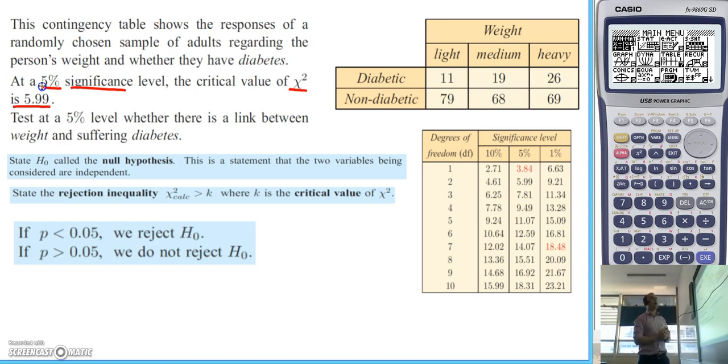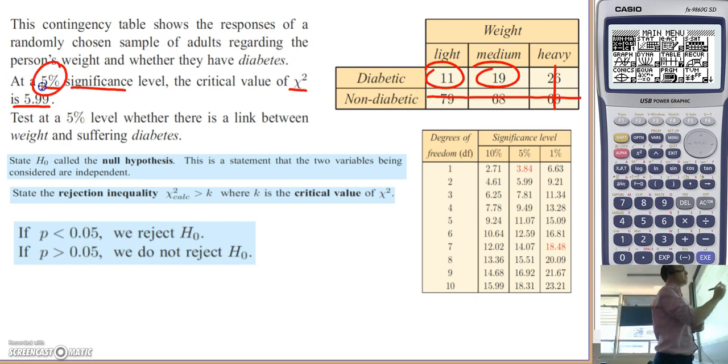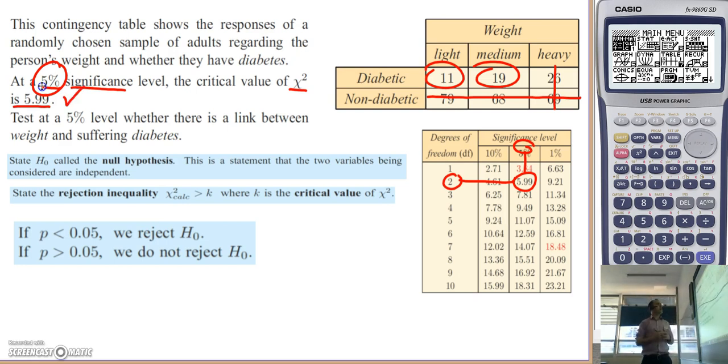of 5.99. Now, how do we know that? We could look at our table and say, all right, well, it's a 2 by 3. If I take out the last row, how many degrees of freedom? 1, 2, and we've got a 5% significance level. We can check our table. So we've got 2 degrees of freedom, we've got 5%, we've got 5.99, which was what was given to us. Test at a 5% level whether there is a link between weight and suffering diabetes.